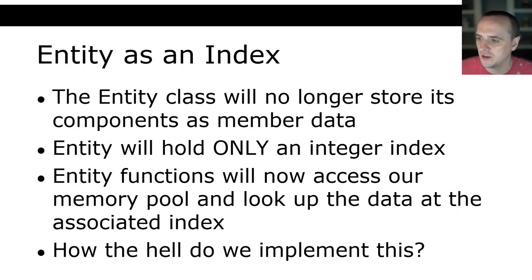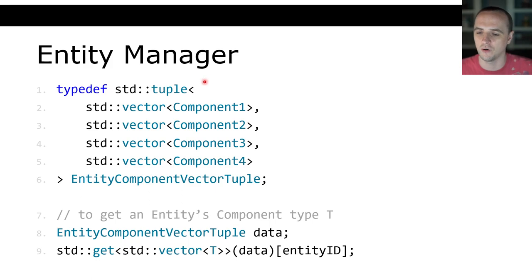So how do we implement this? Well, it's not that difficult. Before, each entity had a tuple of components, right? So the entity stored a tuple of component one, component two, component three, component four. But now what we have is a memory pool where inside the memory pool, we have something called the entity component vector tuple, where we have a tuple of vectors of components. So we have a vector for transforms, a vector for lifespans, a vector for healths, a vector for whatever. So we have a tuple of a bunch of these vectors.